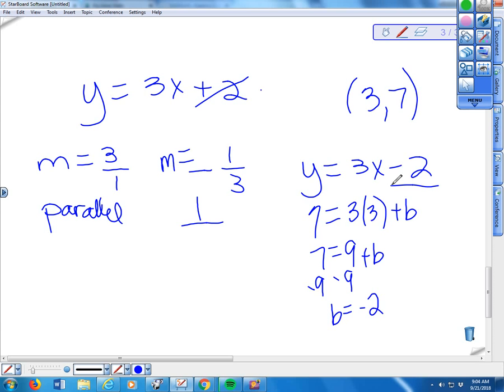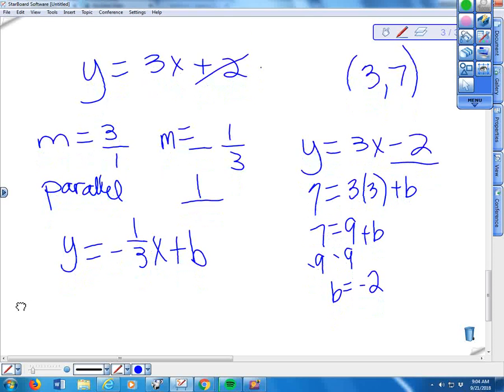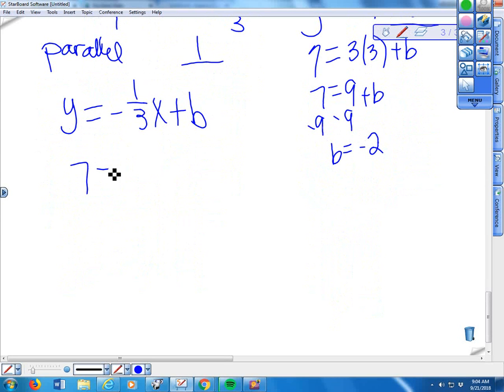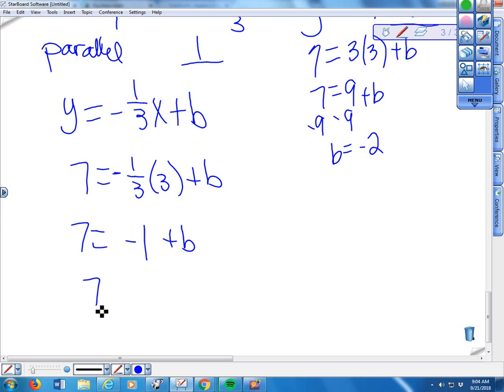Okay, so now I'm going to go through and find the equation of a line perpendicular to this one that goes through this point. So I've found the slope, negative 1/3, but I don't know the y-intercept. Same thing, I'm going to put the point 3, 7 in. So 7 equals negative 1/3 times 3, which is negative 1. And 7 minus negative 1 is 8, so b equals 8. So I have y equals negative 1/3 x plus 8.